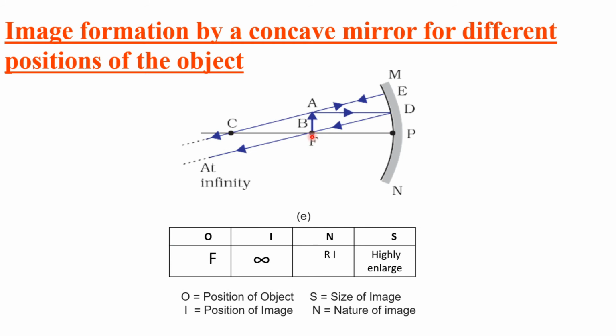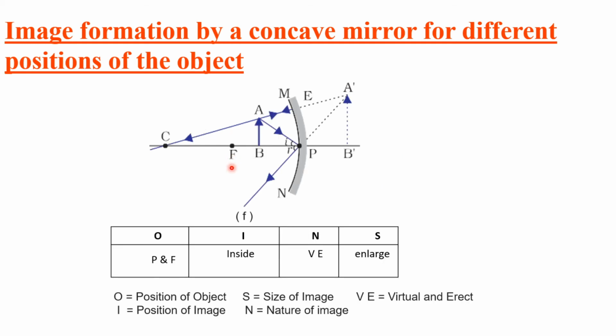Now we are placing the object at the focus. So one ray parallel to principal axis is passing through the focus. Another ray passing through the center of curvature will be reflected back same way, and at infinity those two rays will intersect. So the object is at focus and image will be formed at infinity. Nature of the image is real and inverted and size will be highly enlarged.